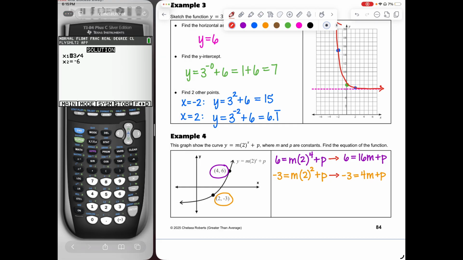And then we'll see here that m is 3/4 and p is -6. So when we write out the equation, it will be y is equal to m, which is 3/4, times 2 to the power of x plus p, or plus -6, which is -6. All right, so that will be the equation of that exponential function.